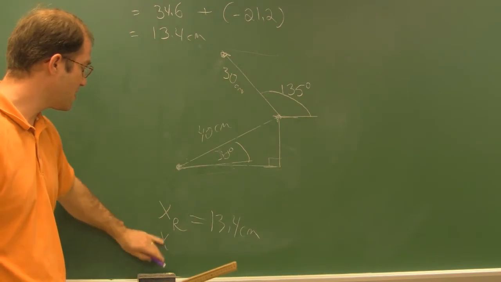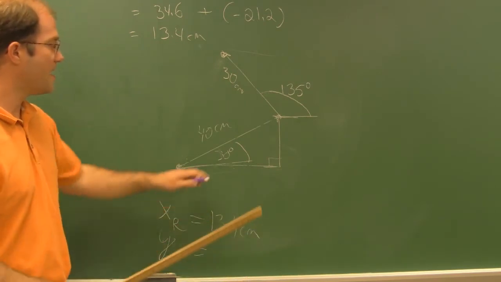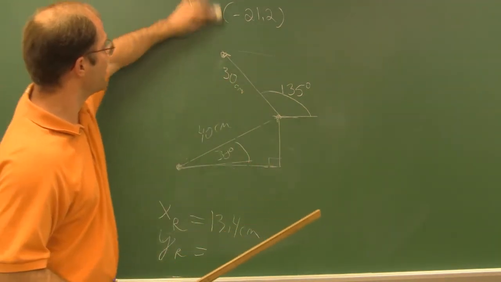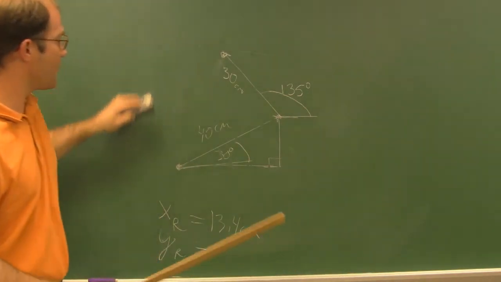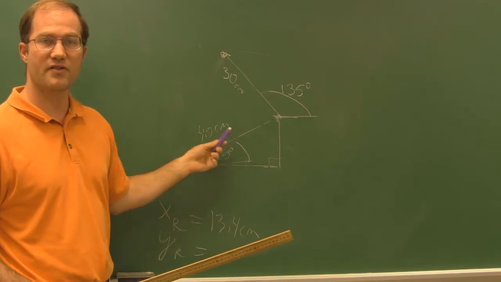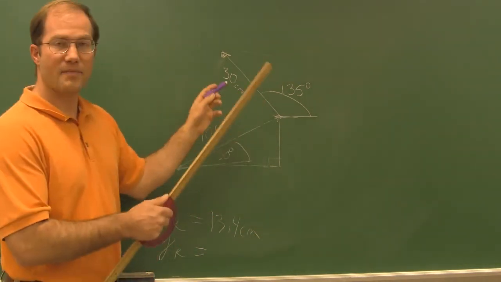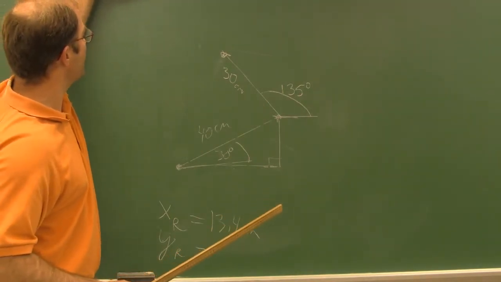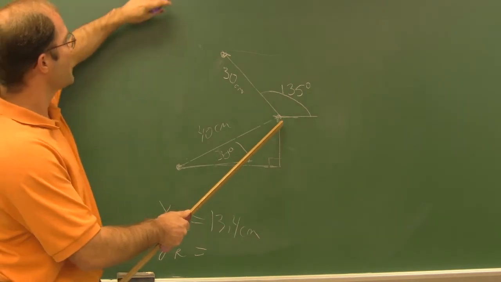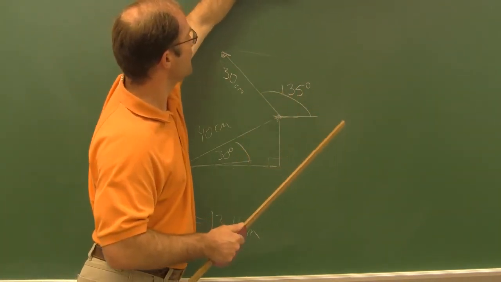Now let's determine the total vertical, the y value of the resultant. You add this vertical to that vertical, and we can do that very much the same way. The vertical side is called the opposite side, and it's equal to the hypotenuse times the sine of this angle. So let's add up the vertical components. We have 40 times sine of 30, this vertical component, plus 30 times the sine of 135.